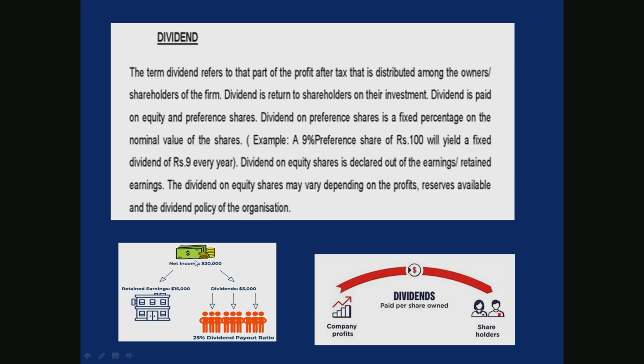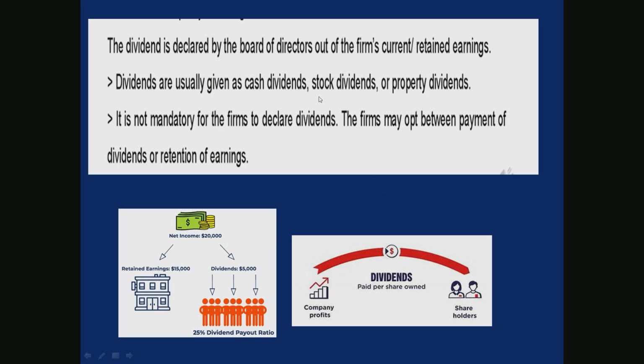The company, out of its net income, retains some amount called the retained earnings. The balance is distributed among the shareholders in the form of dividends. So the net income of the company is divided as retained earnings and dividends. The dividends are paid to the shareholders who are the owners of the company. The dividend is declared by the board of directors out of the firm's current and retained earnings. The dividends can be given in the form of cash dividends, stock dividends, or property dividends. It is not mandatory for a firm to declare dividends. The firm may opt between payment of dividends or retention of earnings.